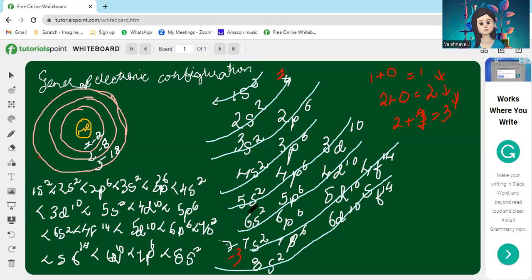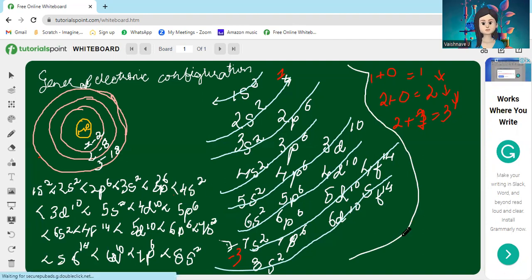Very important. Now, one more thing. Do you know that if you combine all of this, the whole electronic configuration, it is the electronic configuration for the 120th element, which is not discovered yet currently.